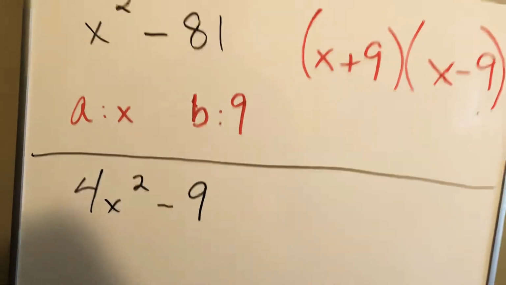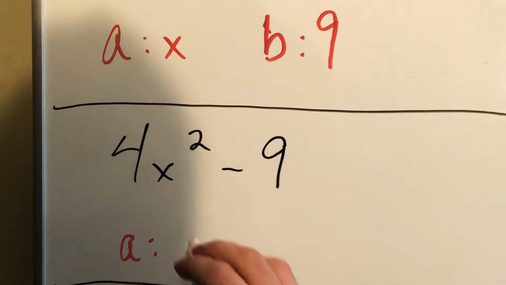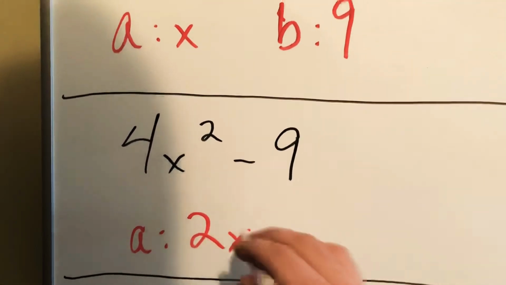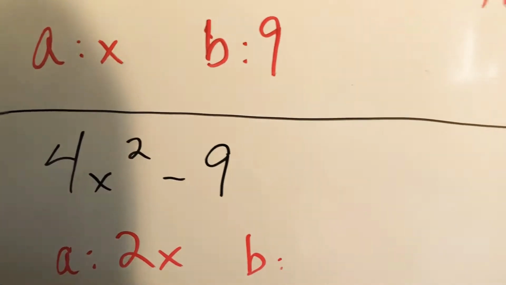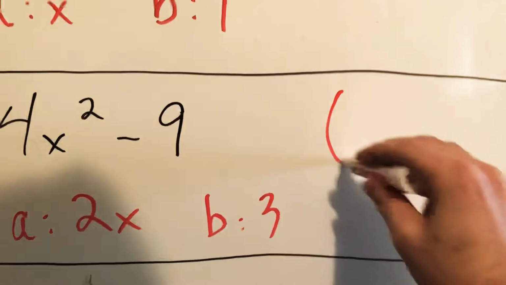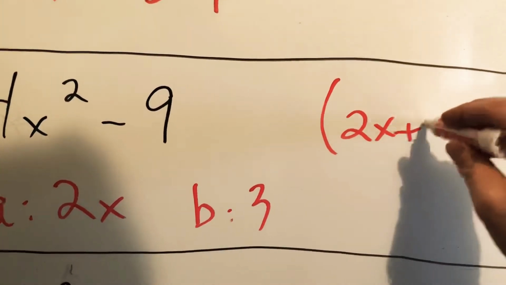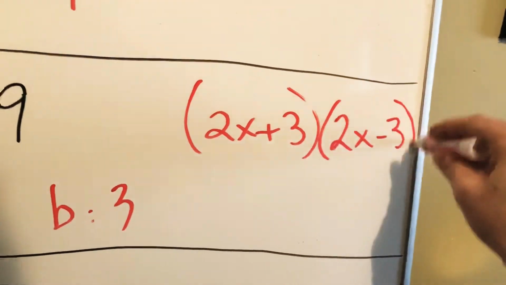If we have 4x squared, the a value, I find by taking the square root of 4x squared, would be 2x. The b value, which is the square root of 9, is 3. So this is factorable as 2x plus 3, 2x minus 3.